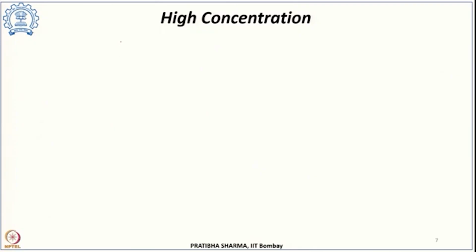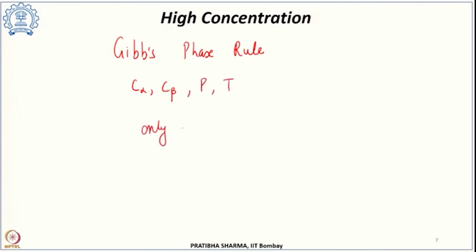if we apply the Gibbs phase rule in this particular region, then we know from the Gibbs phase rule there is only 1 degree of freedom. So out of the 4 variables, the concentration in the alpha phase, concentration in the beta phase, pressure and temperature, only one parameter is allowed to vary.